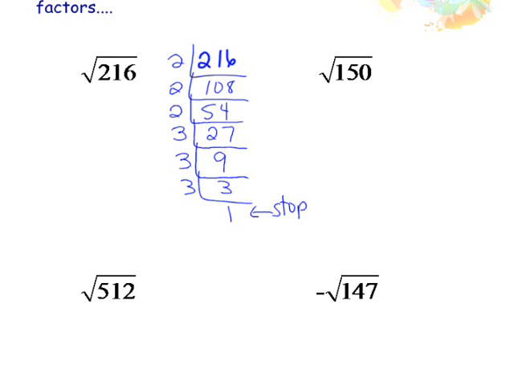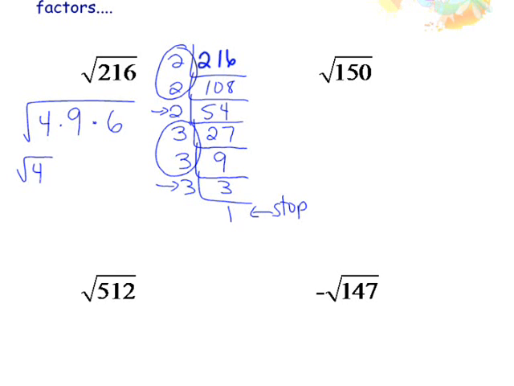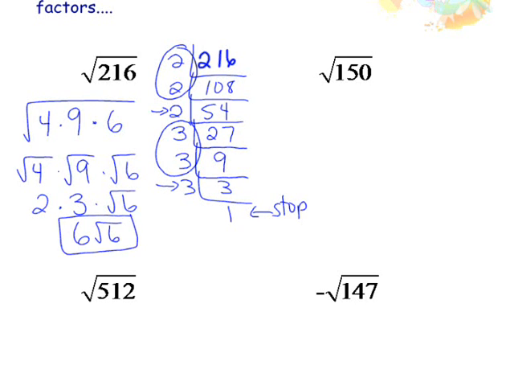Now what we do is look for pairs. 2 times 2 is 4, so that's a perfect square. And 3 times 3 is 9, so that's a perfect square. So in 216, we have the square root of 4 times 9 times, and then you have these two other ones left. 2 times 3 is 6. So we have the square root of 4 times the square root of 9 times the square root of 6. The square root of 4 is 2, times the square root of 9 is 3, times we can't take the square root of 6, so it just stays 6. So we have 6 times the square root of 6.